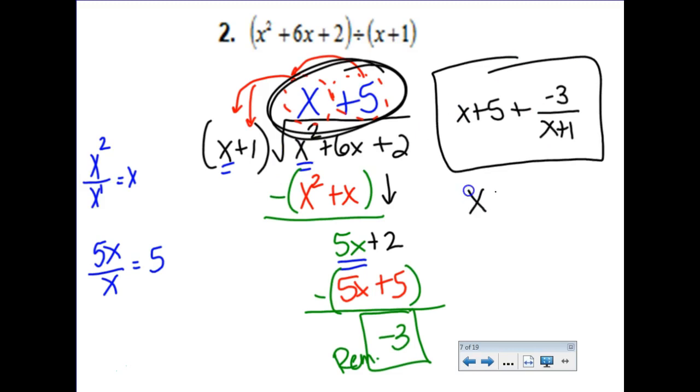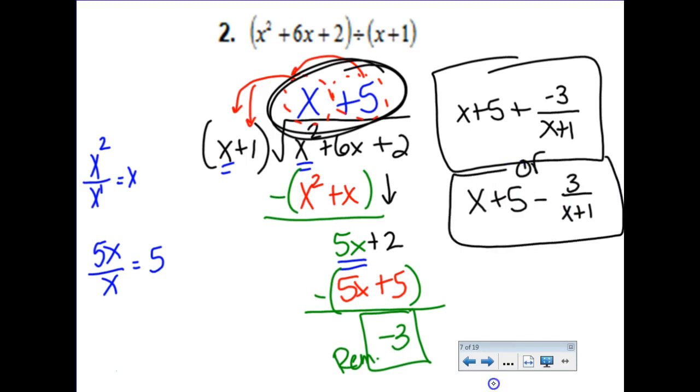You might see this answer written like this, though. Instead of saying plus a negative 3, they might just say a subtraction sign, and then keep the 3 looking positive because of the double negative issue there. So that would be another way to write the same quotient.